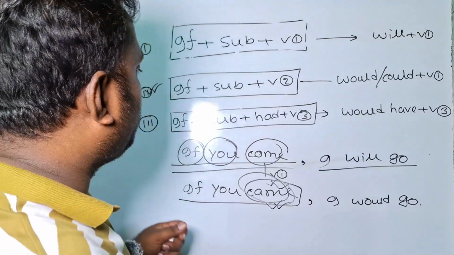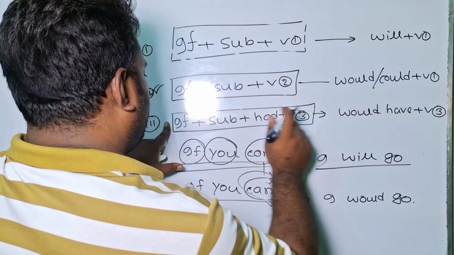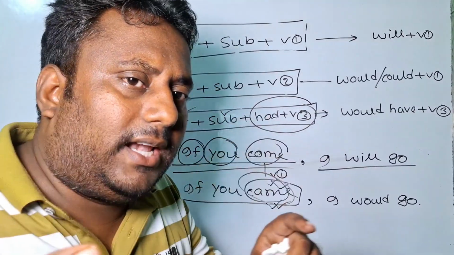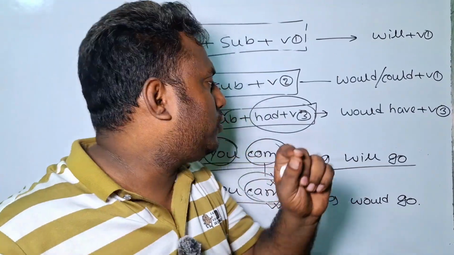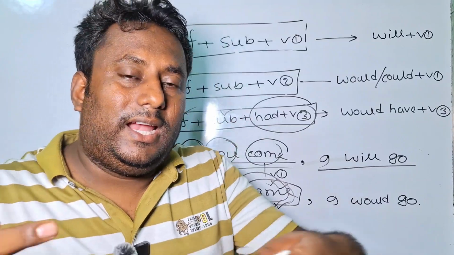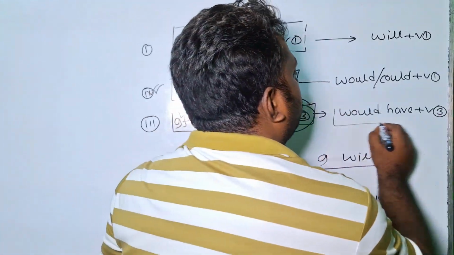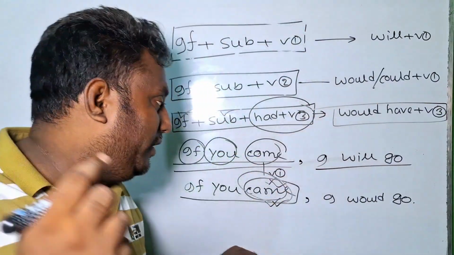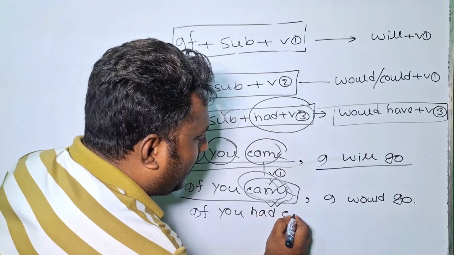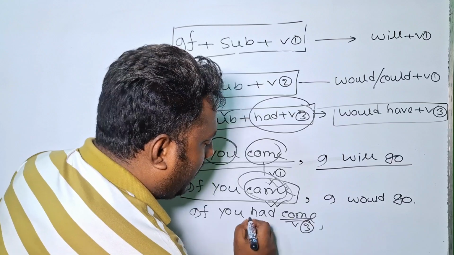So now we are going to turn to the third condition. Firstly, look at the structure of the first portion. If subject had V3. So if the first clause, that means the subordinate clause, holds had plus V3, then we will say that it's the third condition. So if the first portion is the third condition, then of course the principal clause would have V3. Like if you had come. So this is the third form, V3, and had.